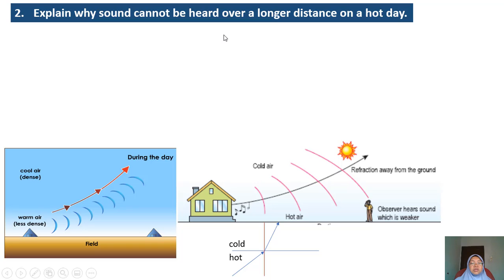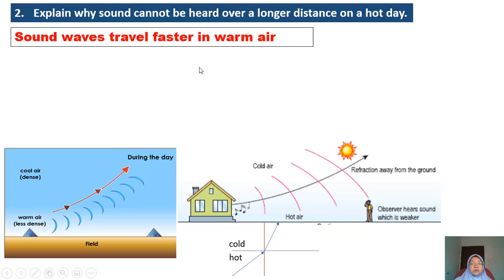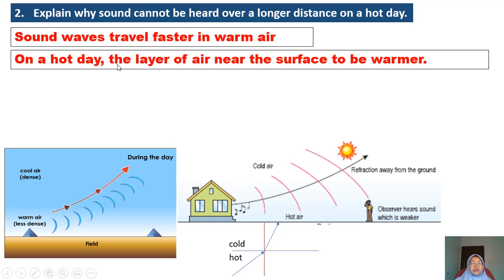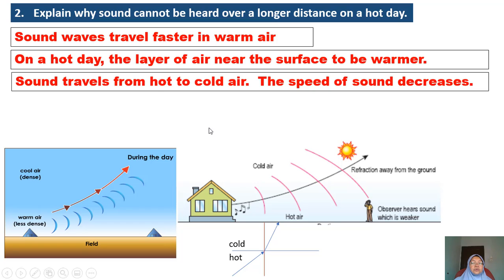Explain why sound cannot be heard over a longer distance on a hot day. Sound waves travel faster in warm air. On a hot day, the air layer near the surface of the Earth is warmer. As the sound moves outward, the temperature changes to cooler air. So you move from hot air to cooler air. Sound travels from hot to cool air, so the speed of sound decreases.